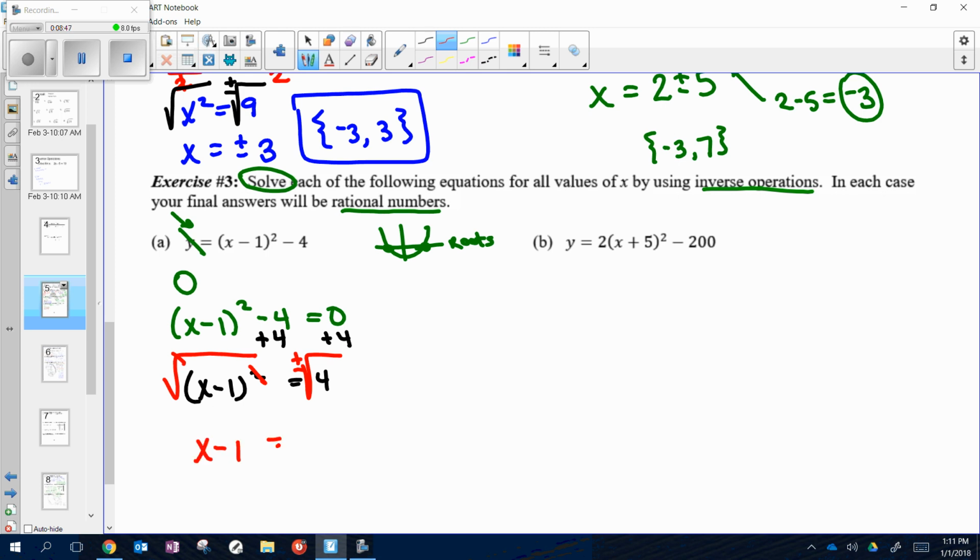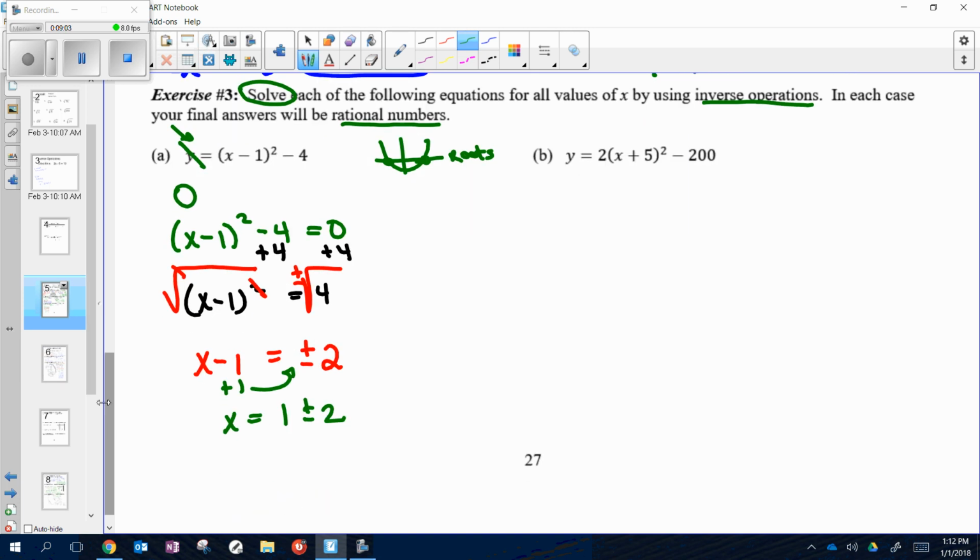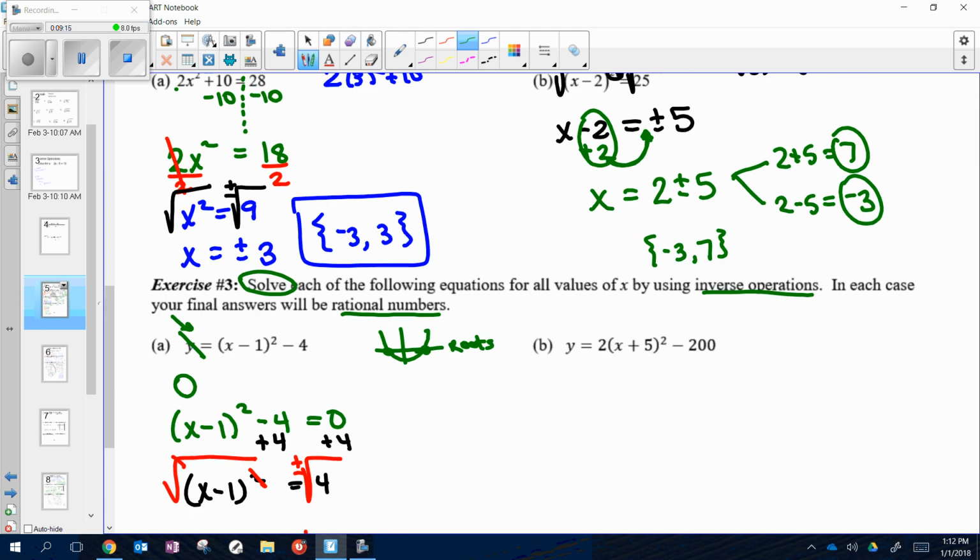X minus 1 equals plus or minus the square root of 4 is 2. No more square root because you took the square root. And then the last step to get x alone, I just need to add 1 in front of the plus or minus. So I have 1 plus or minus 2. Two answers. X equals 1 plus 2, which is 3. X equals 1 minus 2, which is negative 1. Nice rational numbers.